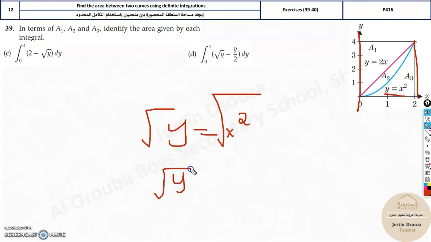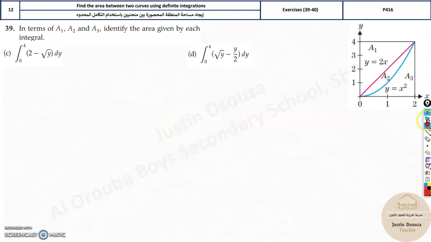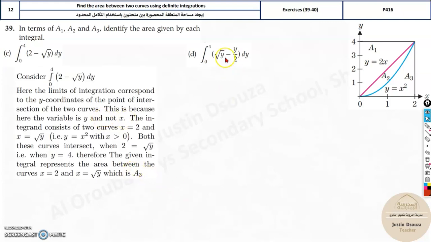It's going to be x equals root y. So that means this function and this function is what we are considering. The right function minus the left. Right side is 2 minus the left side will give you this region of area, isn't it? So the answer is A3 for this. Right minus left along the y-axis. So it is A3.